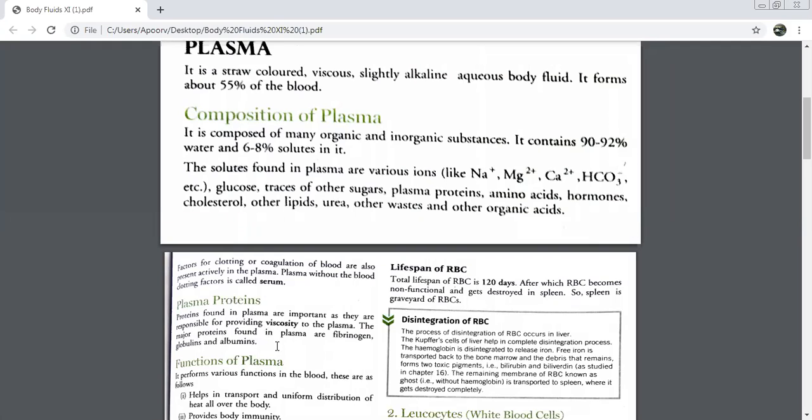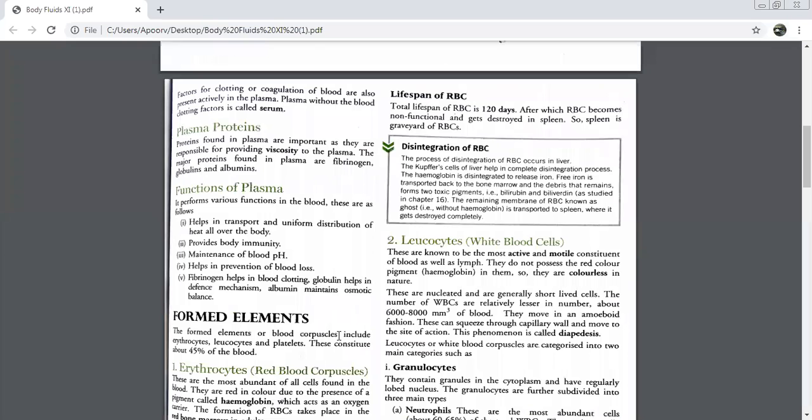Viscosity. Viscosity is that thickness which makes it slow in flowing. Can you name the three main proteins of the plasma? Fibrinogen, globulins, albumins. Okay. Let's talk about the functions of the plasma.